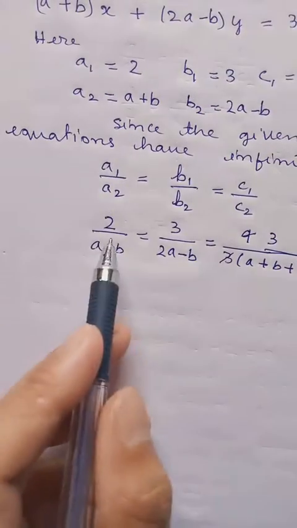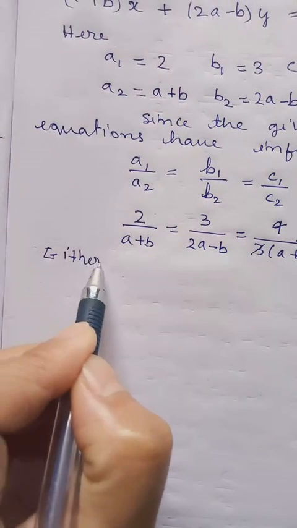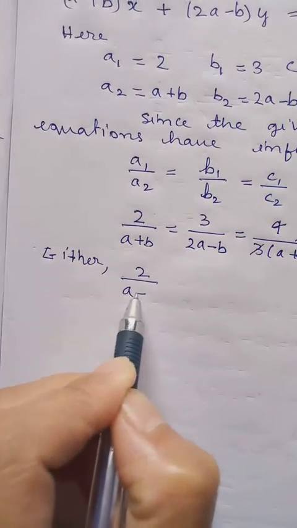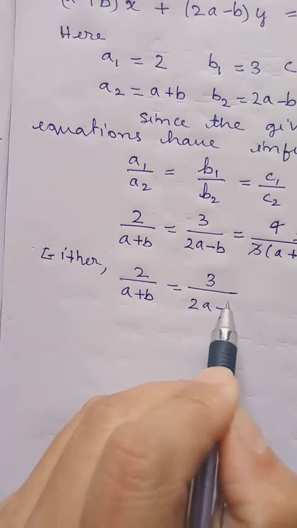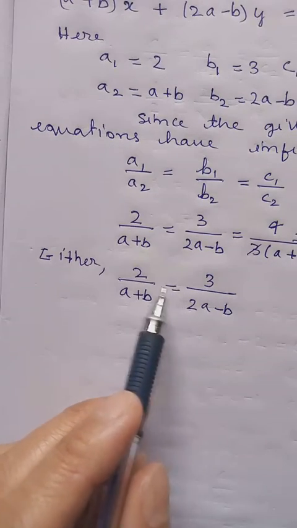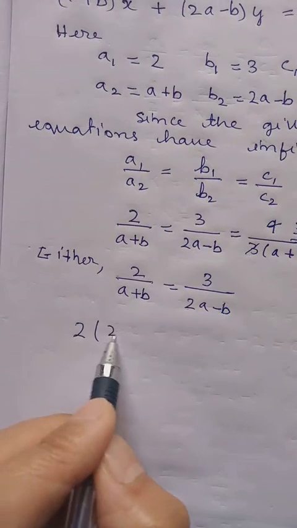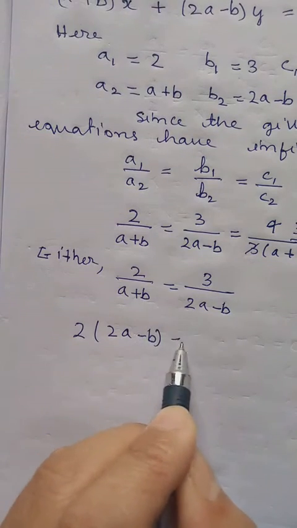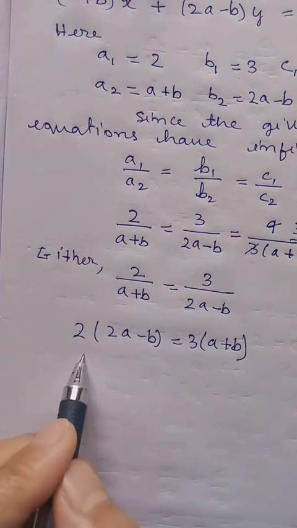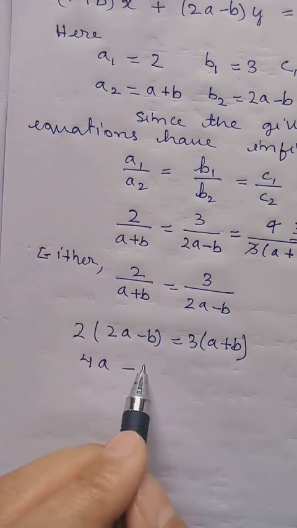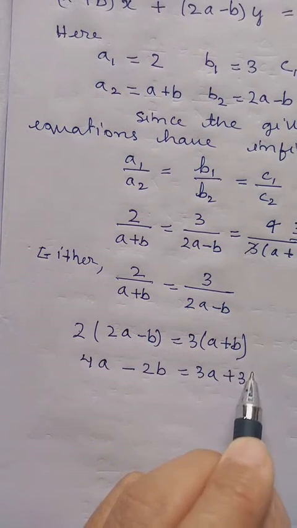Now we will separate them so that we can solve them separately. So either 2 by A plus B equals 3 by 2A minus B. Here we have equal fractions, so that means we can cross multiply. 2 with this one, 2A minus B, will be equal to 3 times A plus B. 2 into 2, 4A; 2 into B, 2B, equals 3A plus 3B.